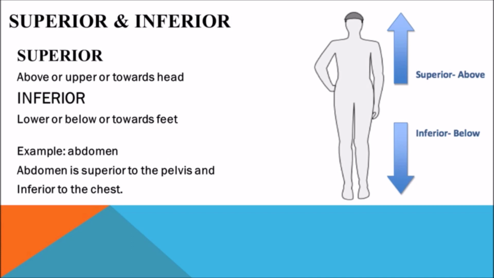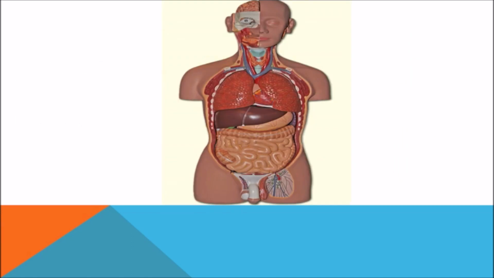So one example we will take here. If we talk about the directional relationship between the abdomen, chest and pelvis: the abdomen is in the middle, the chest is above the abdomen and the pelvis is below the abdomen. So here we can say the abdomen is superior to the pelvis, as the abdomen is above the pelvis. But it is below the chest, so we will say the abdomen is inferior to the chest.